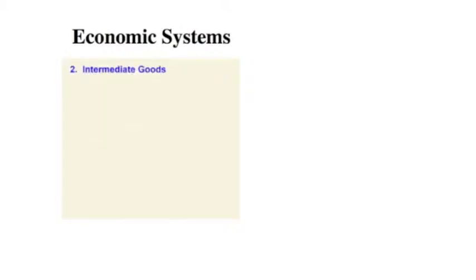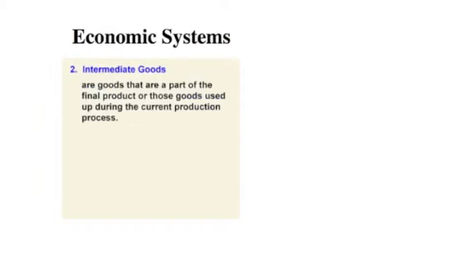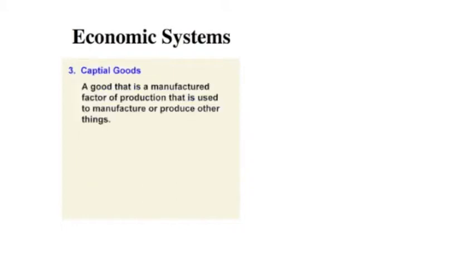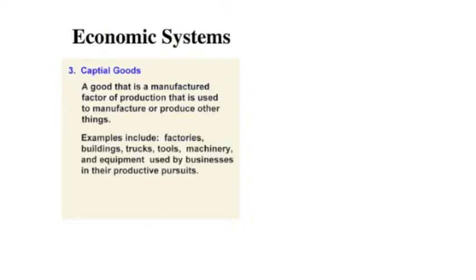An intermediate good is a good that is part of the final product or those goods used up during the current production process. Examples include cloth for a dress, flour for making bread, lumber for a new house, window glass for a new automobile. Capital goods are goods that are manufactured, a factor of production that's used to manufacture or produce other things. Examples include factories, buildings, trucks, tools, machinery, and equipment used by businesses in their productive pursuits.